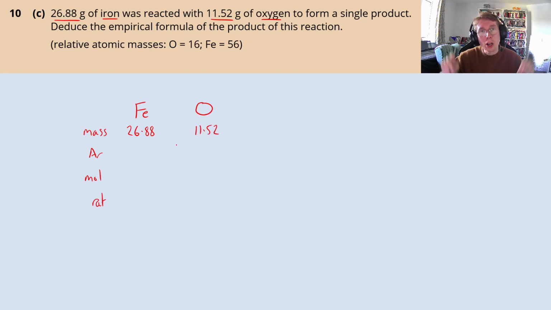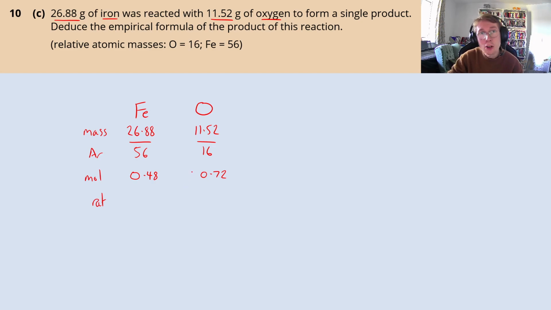And then we're going to work our way down both sides of the table. So the relative atomic mass of iron, Fe, is 56. The relative atomic mass of oxygen, which is O, is 16. And then we find the number of moles by doing our division. So 26.88 over 56 gives us an answer of 0.48. 11.52 over 16 gives us an answer of 0.72.